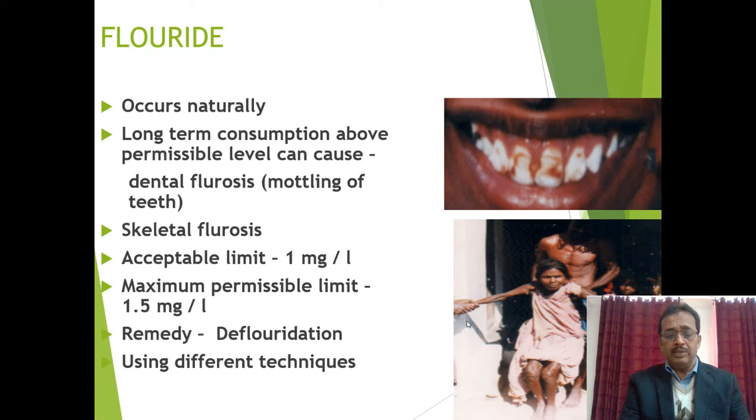One of the important pollutants is fluoride. You see here the bones have deformed because of excess concentration of fluoride, and here mottling of teeth occurs. In India, there are places in Rajasthan where fluoride is 6 milligrams per liter as against the permissible limit of 1.5 milligrams per liter.